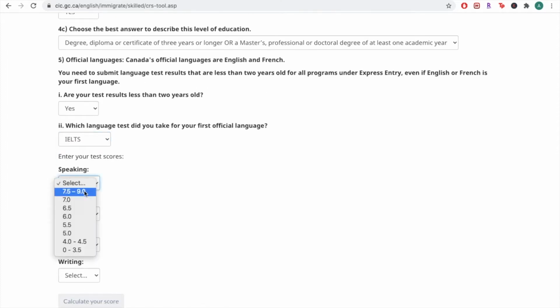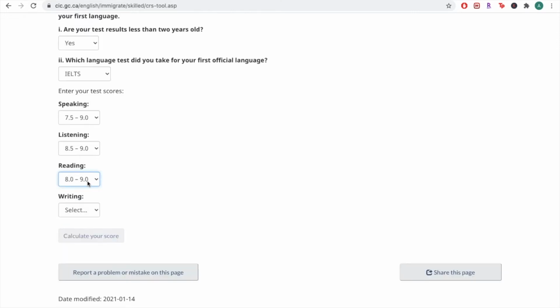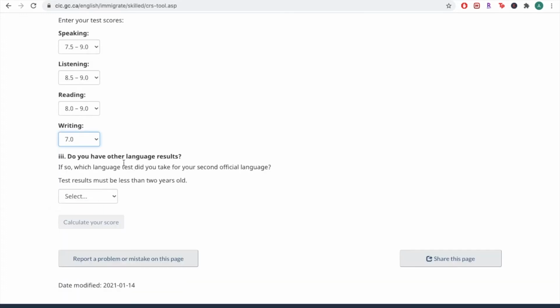And in my speaking, I had 7.5. You can see that the highest band is 7.5 to 9. So if you have 9, you will get the same band as someone who has 7.5. In my listening, I had 9. Also the same for listening. 8.5 to 9 is the highest band. In my reading, I had 8.5. And you see 8 to 9 is the highest band for reading. And in my writing, I had 7. Next question says, do you have other language results? No, I didn't take any other language results.